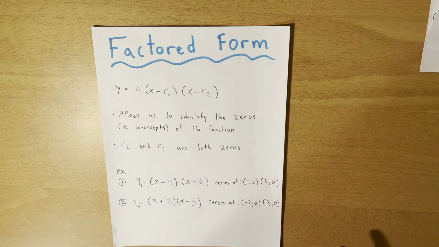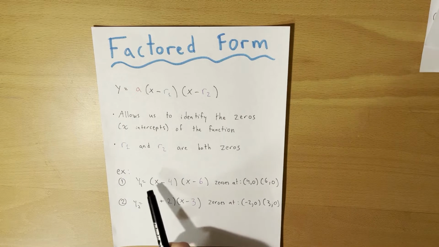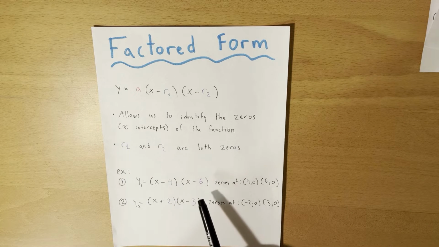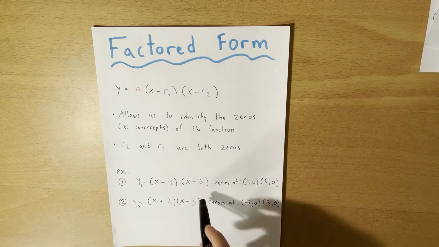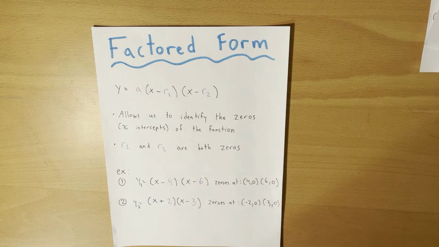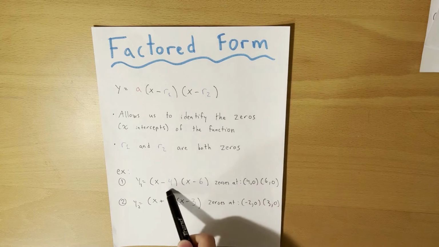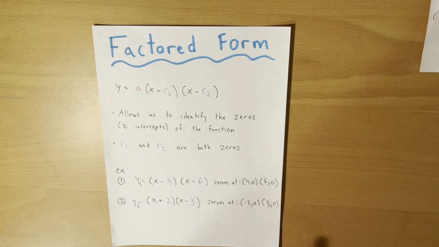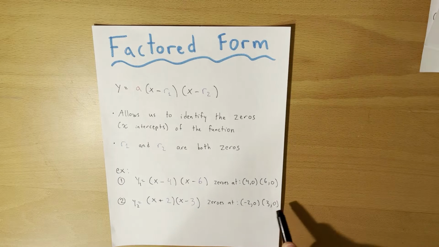To give you a better idea, let's look at these examples. This right here, this equation, (x - 4)(x - 6). This parabola has zeros at (4, 0) and (6, 0), since r1 is 4 and r2 is 6. The second example here, (x + 2)(x - 3). This parabola has zeros at (-2, 0) and (3, 0).